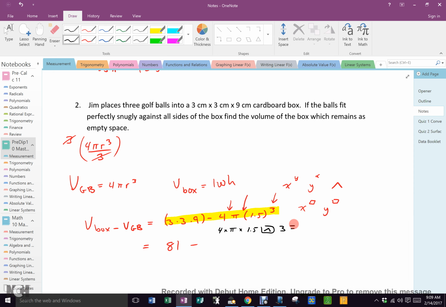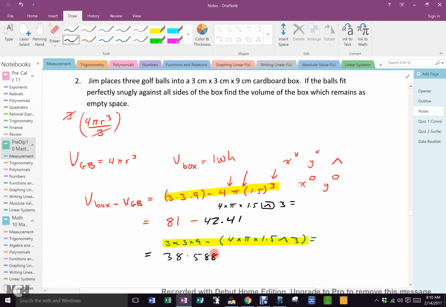Right? Now, that's going to give you an answer that you could write right there. If you were going to punch this all into your calculator in one go, it would be 3 times 3 times 9 minus bracket 4 times pi times 1.5 exponent 3 close bracket equals. Do you need to do that to get this answer? Or can you do it in stages? You can do it in stages. It's fine. Everybody cool? So, what did you get when you punched that in? 42.41. So you should get something around the neighborhood of 38.588. Yes?